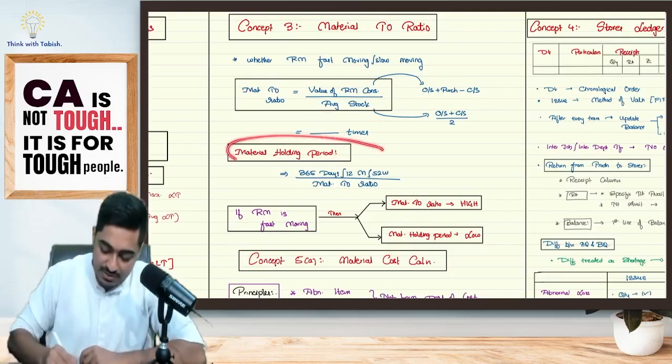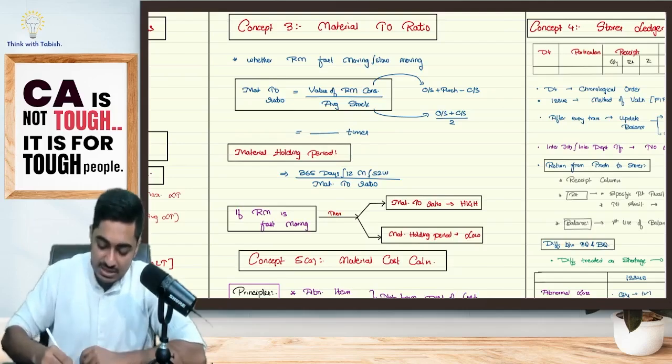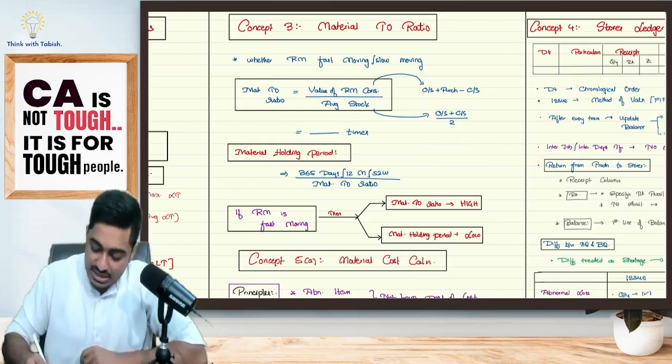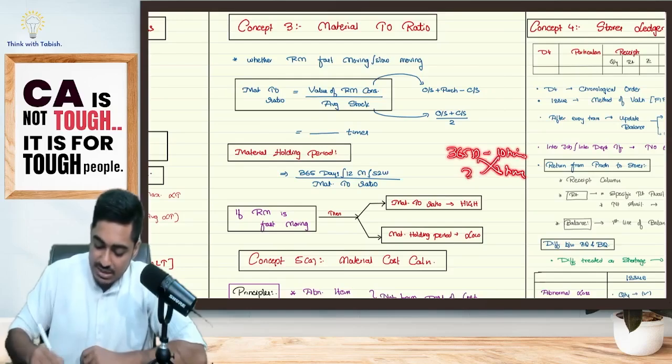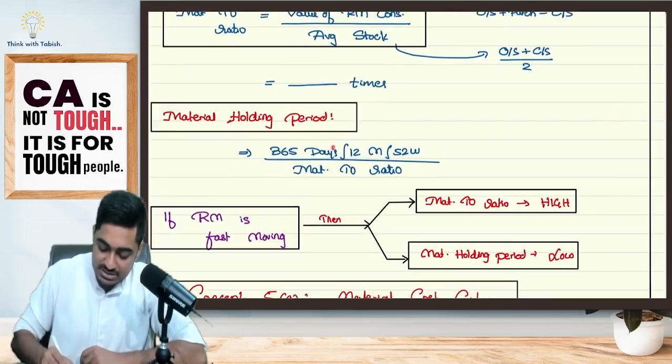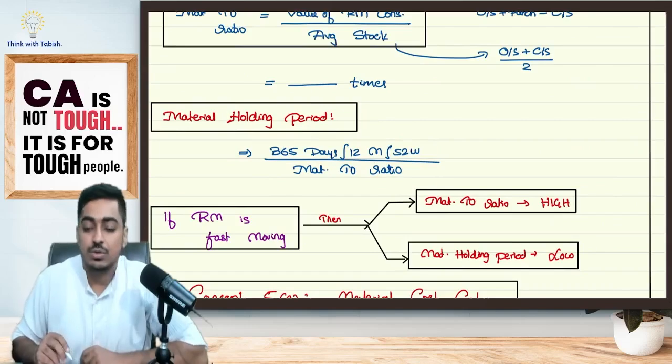Next, I have my material holding period. Imagine my material turnover ratio is 10 times. It means in 1 year, my average investment I'm rotating 10 times. Now I want to know, one time I have purchased, how many days I will use it. Tell me students, in 1 year how many days are there? In 365 days I am rotating it 10 times. That means to rotate 1 time, how many days am I taking? 365 days divided by 10. So it is 365 days or 12 months or 52 weeks divided by my material turnover ratio.